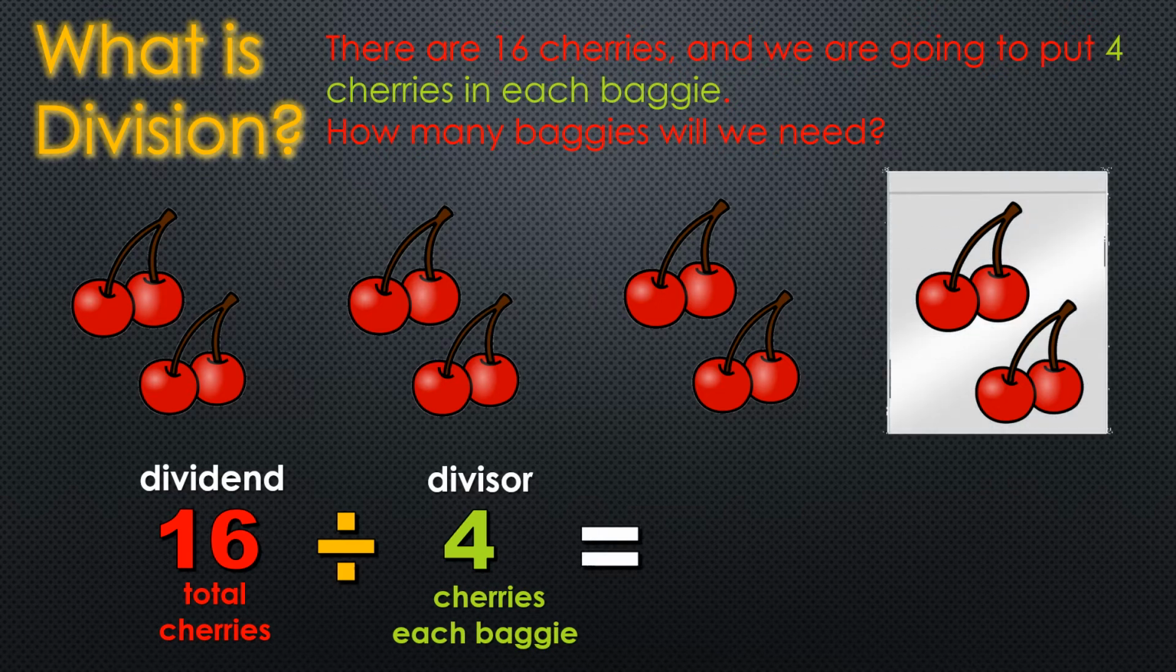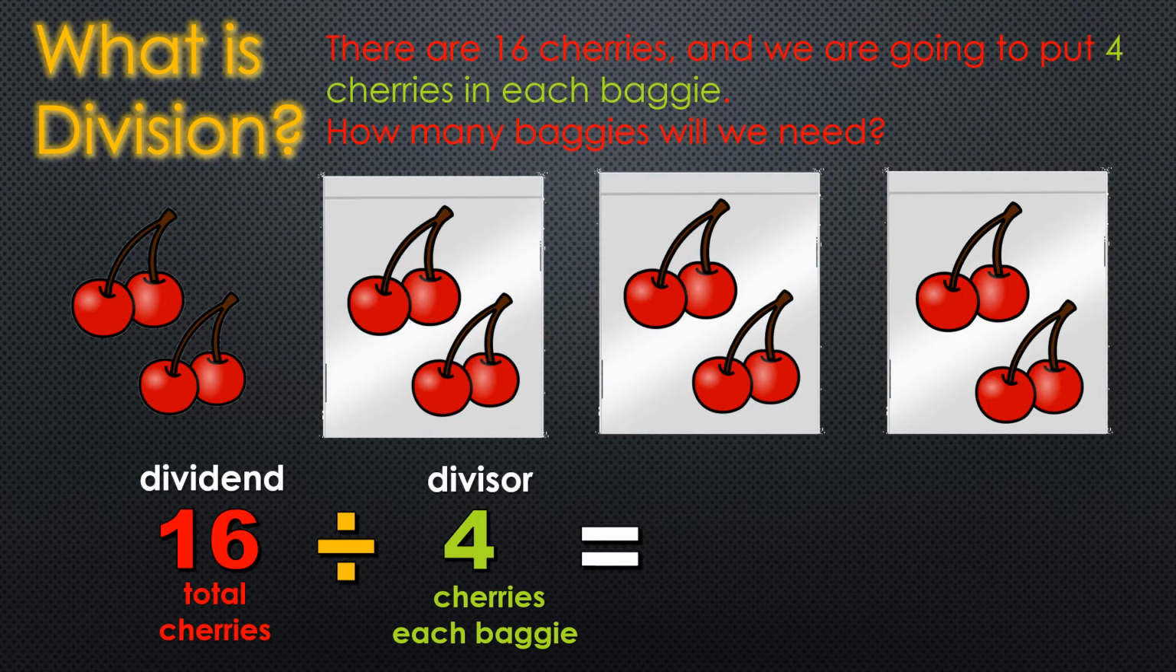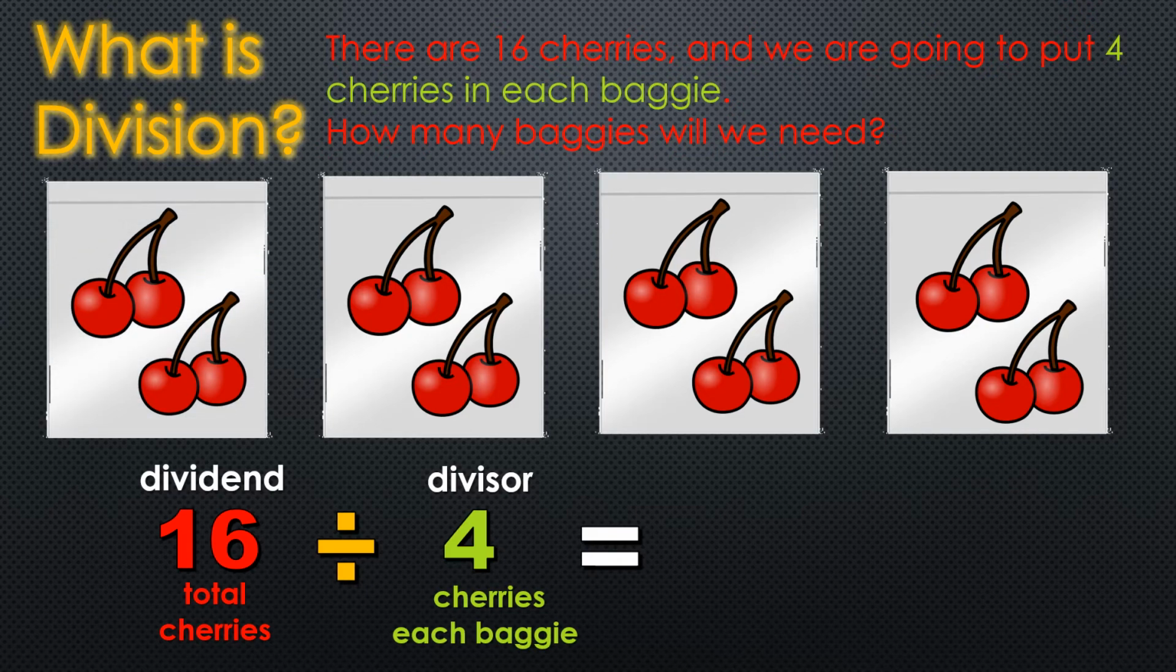So if we put 4 cherries in a baggie, that's one group. 4 cherries in a baggie, that's a second group. 4 cherries in a baggie, third group. And finally, we put our last 4 cherries in a baggie. And now we know what our quotient is. It's going to be 4 baggies in each group. Or we need 4 baggies with 4 cherries in each baggie.